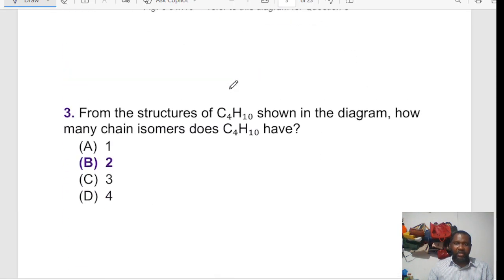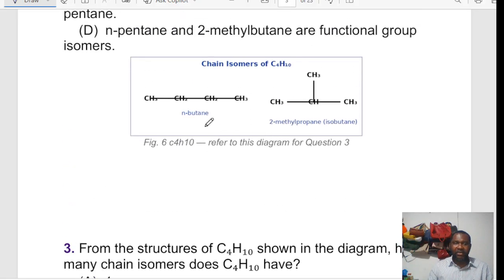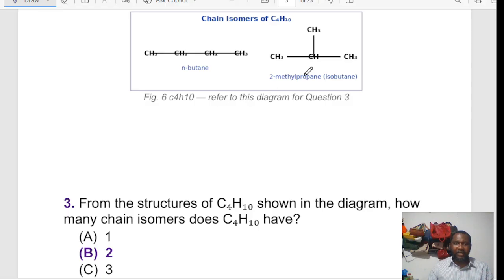Now number 3 says, from the structure C4H10 shown in the diagram, how many chain isomers does C4H10 have? Oh, this is interesting. Already it is given here. This is N-butane, 1, 2, 3, 4, and this is 1, 2, 3. This is 2-methylpropane, and we can only see two isomers here, 1, 2, 3, 4, and this one is 1, 2, 3, then a branch. There is no other branch we can do, nothing else.